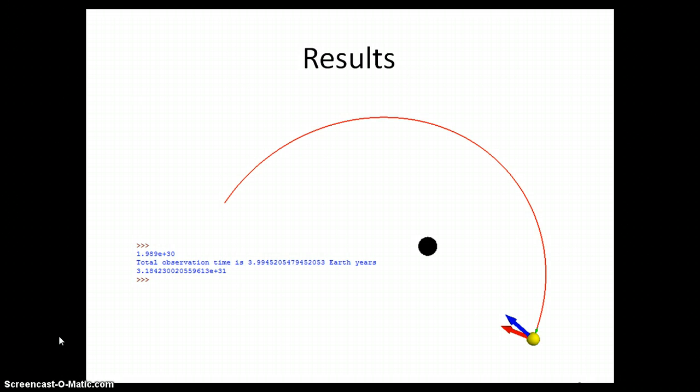The program then outputs the star's mass, the total time of the orbit, and finally the black hole's mass, which was 3.184 times 10 to the 31st kilograms, which is correct as compared to a known value, and that was checked through WebAssign.